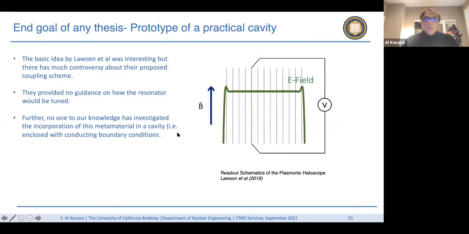The idea is that when this array is built, we can measure the magnetic field and the electric field. The basic idea is that when an axion is interacting with the plasma, we can measure this inside the metamaterial. It provides no guidance on how to resonate or how to tune it. And no one, to our knowledge, has investigated the incorporation of this metamaterial in a cavity.